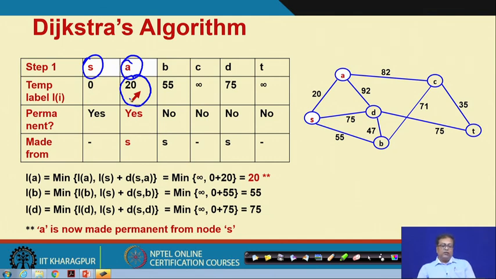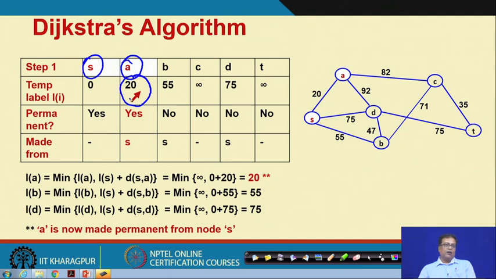Now, you should tell me that once I have made A permanent, which nodes should be recomputed now? What are those nodes which will be recomputed now? Which one is the last node to have been made permanent?